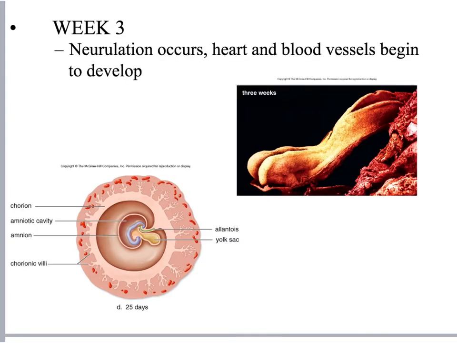And by week 3, remember we said that neurulation occurs. We also have heart and blood vessels beginning to develop. You can see on this picture here, the real deal. You can see the neural groove. Let me see if I can find a different color here. Let's go with blue. You can see the neural groove on either end, the anterior and the posterior end, and eventually this groove will roll into a tube.